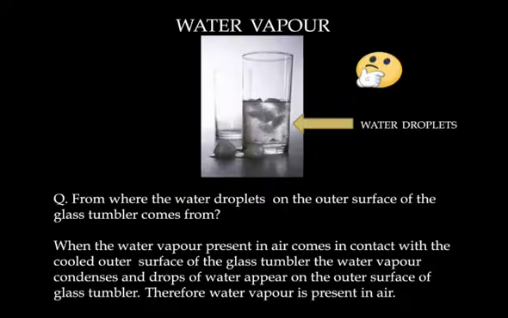Now we are going to talk about water vapor. Now the question arises in our mind: where do the water droplets on the outer surface of the glass tumbler come from, right? As you can see in the picture. Now the answer is when the water vapor present in the air comes in contact with the cooled outer surface of the glass tumbler, the water vapor condenses and drops of water appear on the outer surface of the glass tumbler. Therefore, water vapor is present in air.